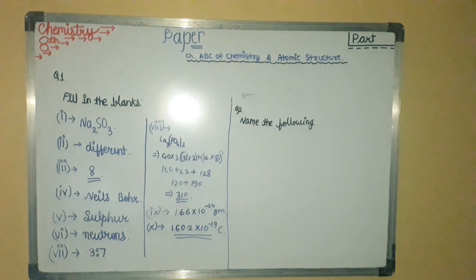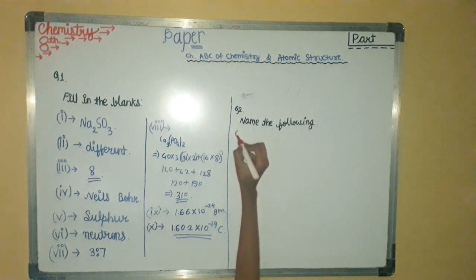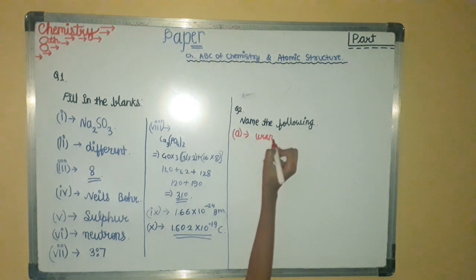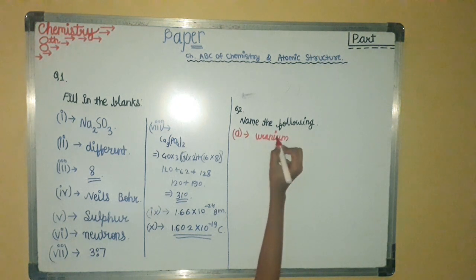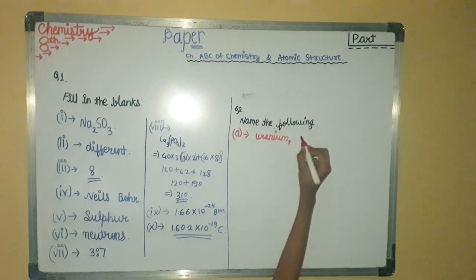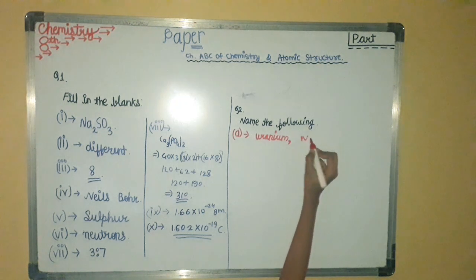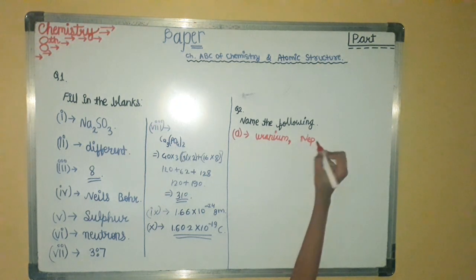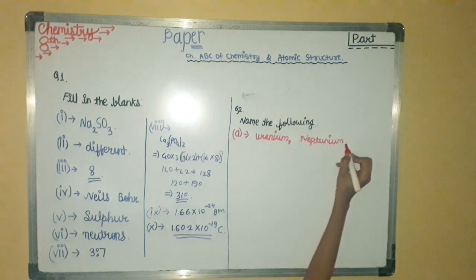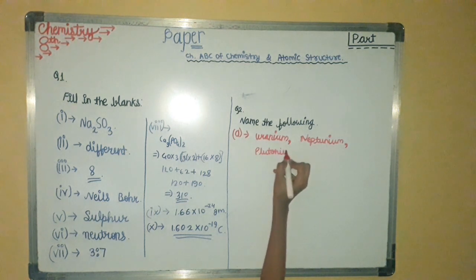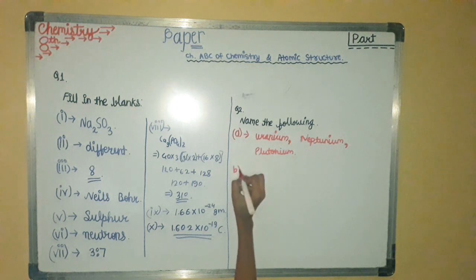So there are total 3 elements which we have learnt in chapter ABC of chemistry. The elements are uranium, then neptunium, then plutonium.